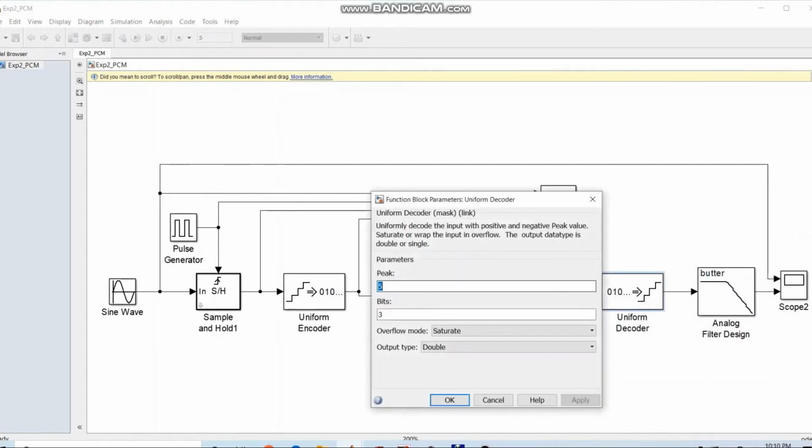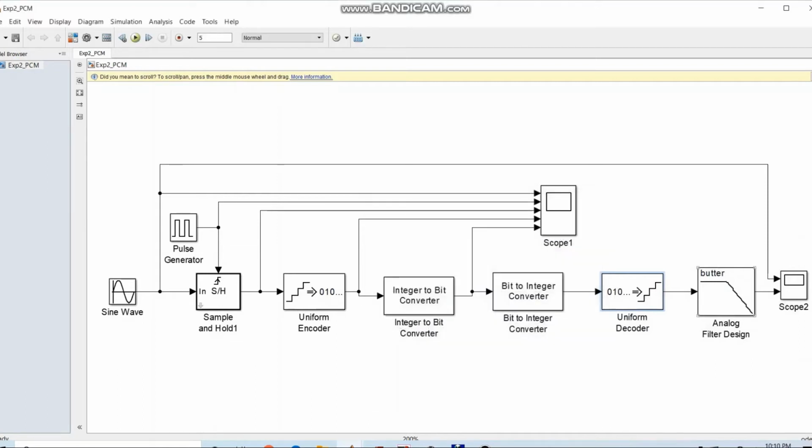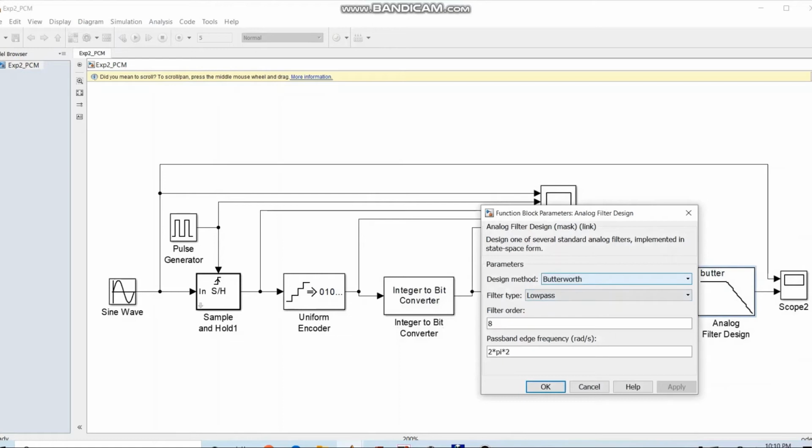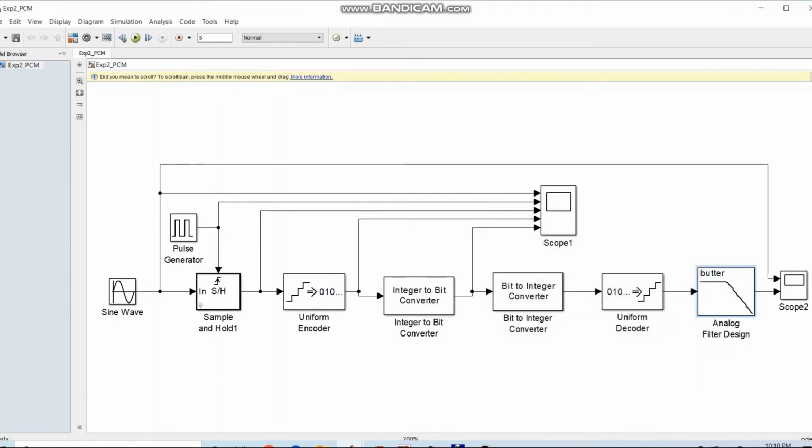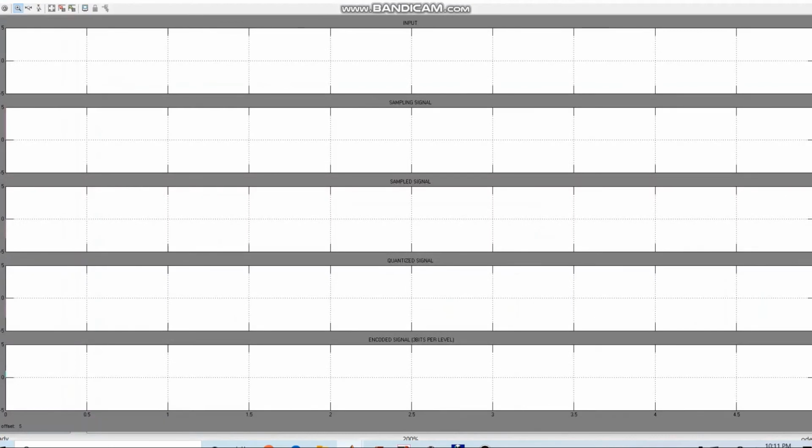The uniform decoder is the same as the uniform encoder, peak is 5, bits is 3. And then we have an analog filter of type Butterworth, filter order is 8, and passband edge frequency is 2 pi 2, that is our sine wave frequency. Finally, when we interconnect, we can run this. Yes, and you can see the waveforms here.